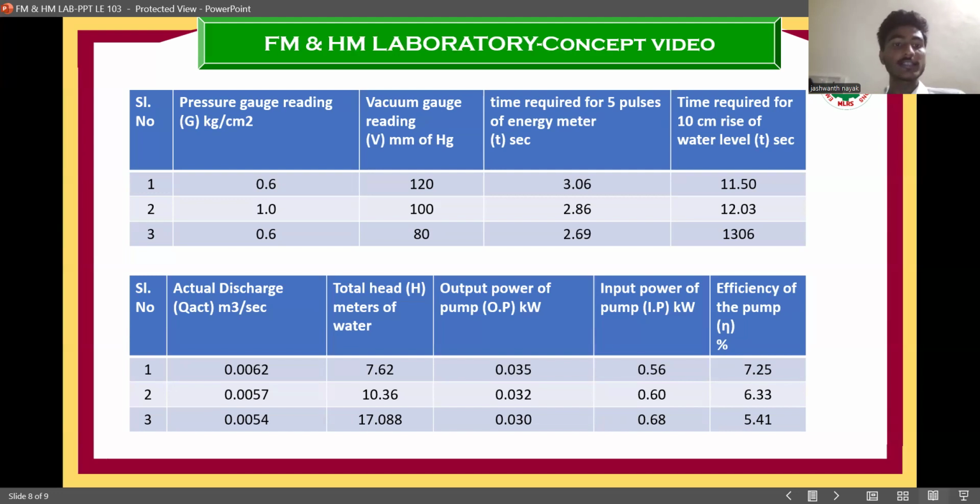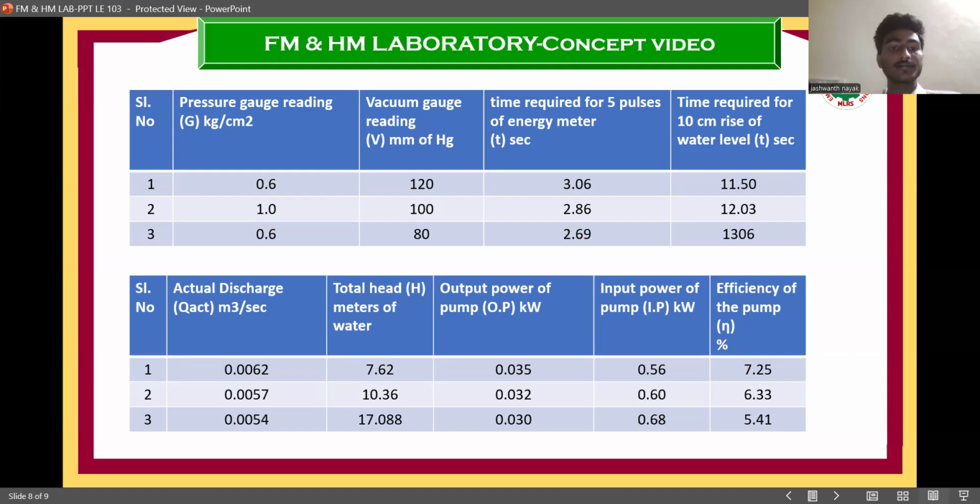This was the first trial. For the second trial, 1.0 was the pressure gauge reading, vacuum gauge reading was 100, time taken for 5 pulses of the energy meter was 2.86 seconds, and time taken for a 10 centimeter rise of water was 12.03 seconds. This was the second trial.